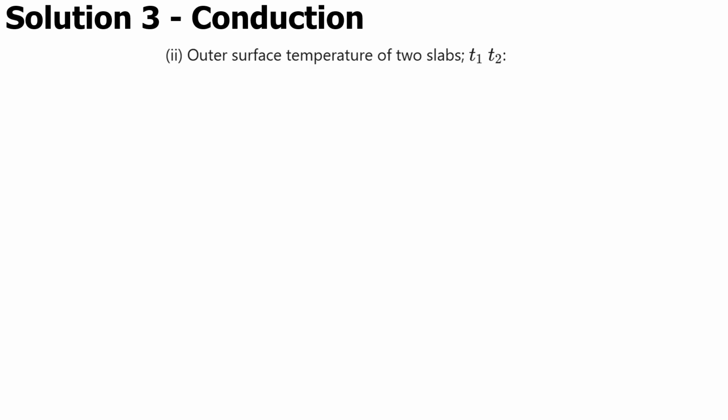Next, we need to find the outer surface temperatures of the two slabs T1 and T2. Let's start with T1, the outer surface temperature of slab A. The heat flow through slab A, QA, can be expressed in two ways, either as conduction from Tmax to T1 or as convection from T1 to the ambient air, TA. So QA equals Ka times A times Tmax minus T1 divided by LA. This also equals H1 times A times T1 minus TA.